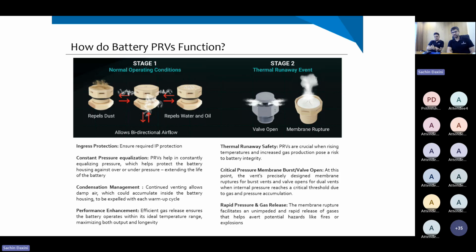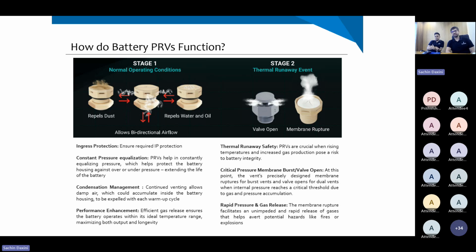You want constant pressure equalization to make sure that the battery housing remains pressure neutral. You want condensation management with the constant change in altitude or change in temperature or charging discharging cycles. There may be condensation formation within the pack. With a properly designed vent, every time the battery heats up, this moist air can be driven outside the pack, thereby preventing long-term condensation within the pack. Performance enhancement in general, if you have a good management of pressure, the seals and other parts of the battery pack would last longer.